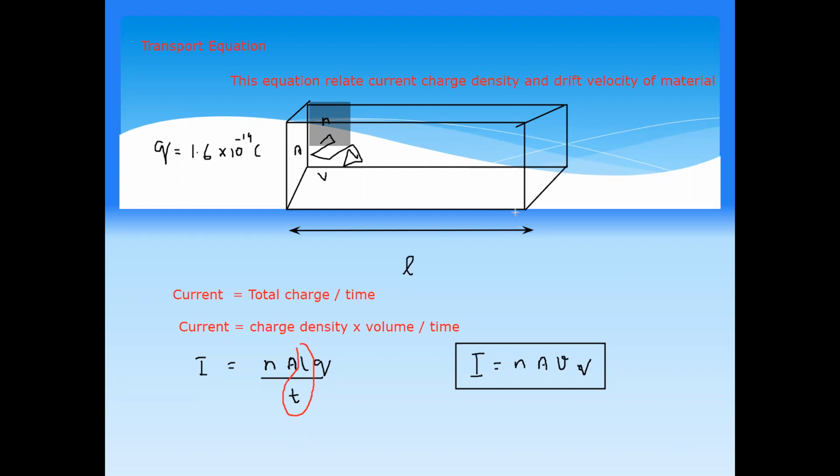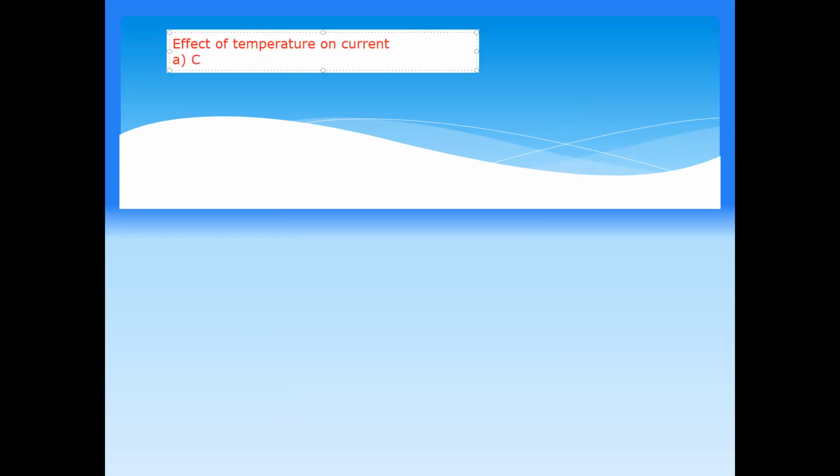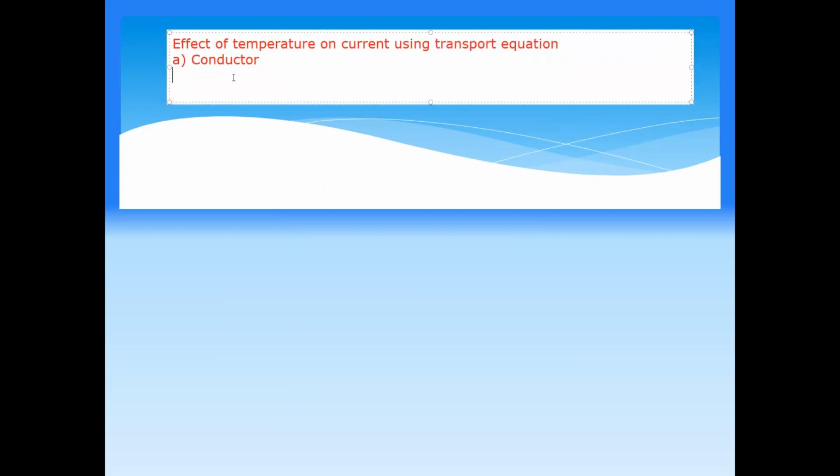So how can we explain the effect of temperature on current? How does the temperature affect the current which is moving through the wire? The effect of temperature on current using the transport equation. Number one, the first one is for conductors.